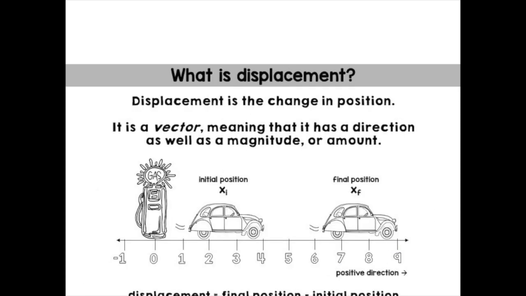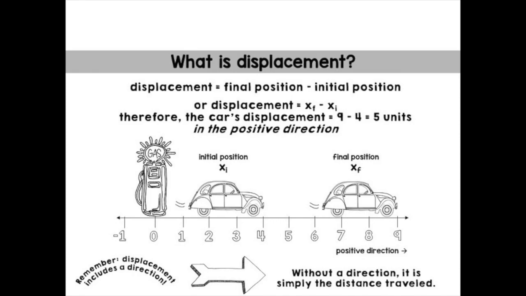What is displacement? Well, displacement is the change in position. So it is a vector, meaning that it has a direction as well as a magnitude or amount. So displacement equals the final position minus the initial position. You don't have to worry about calculating that. So therefore, the car's displacement is 9 minus 4, which equals 5 units in the positive direction. Remember, displacement includes a direction, and without a direction, it is simply the distance traveled.